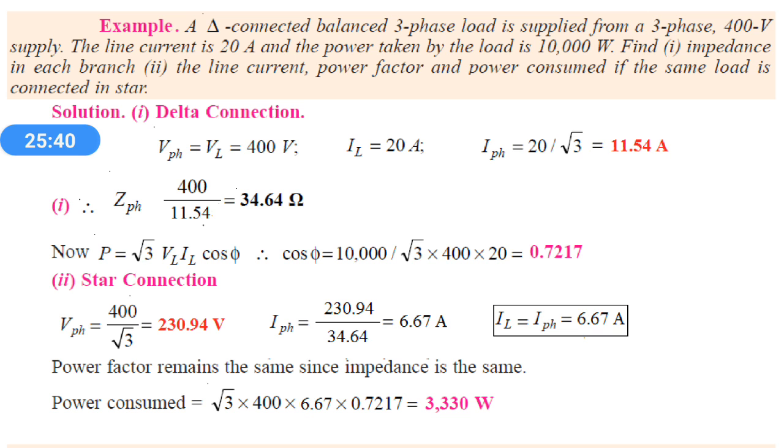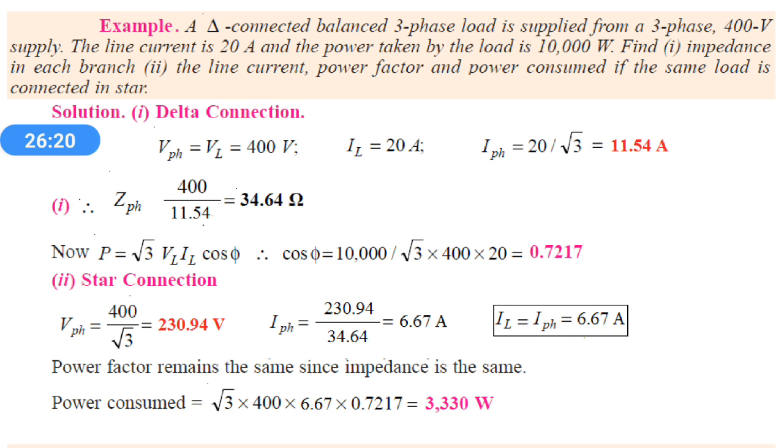And the power in delta connection, P equal to root 3 VL IL cos phi. So from this equation, phi we can calculate. Power is 10,000 watts, so 10,000 equal to root 3 VL IL cos phi. So cos phi equal to 10,000 divided by root 3 into 400 into 20. Here 20 is IL, equal to 0.7217. That is the power factor. Power factor equal to 0.7217.